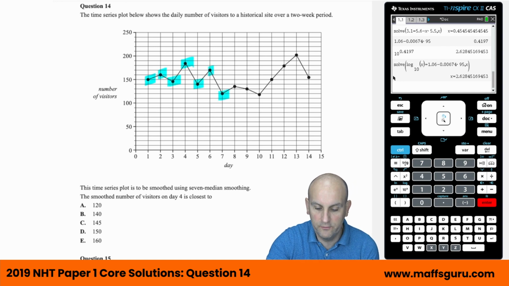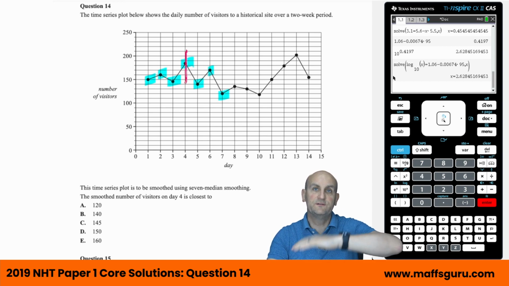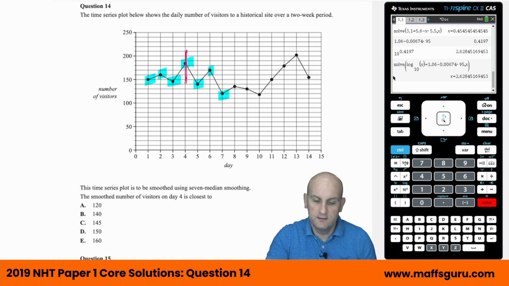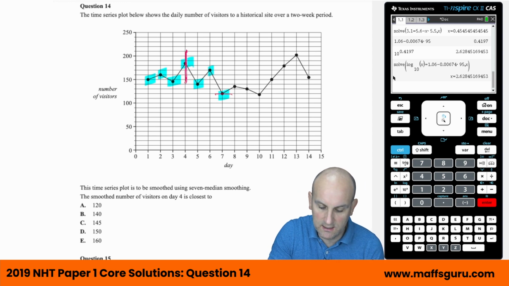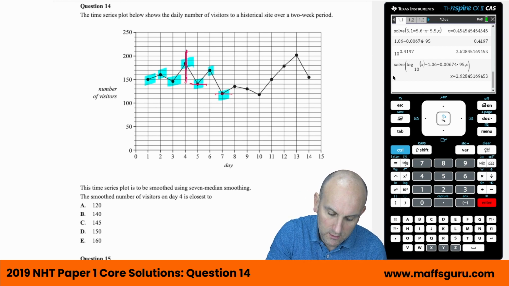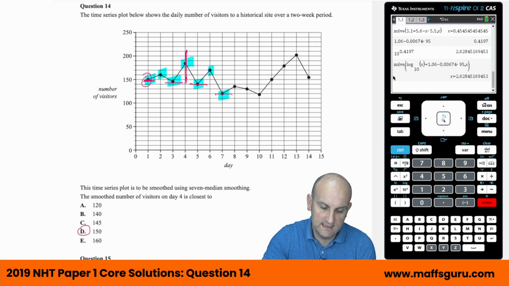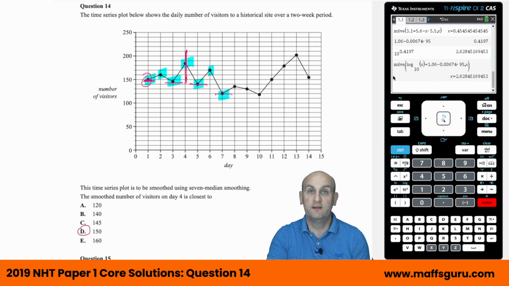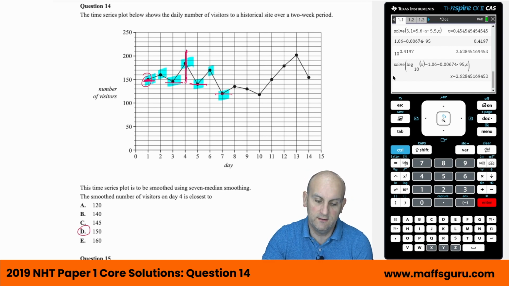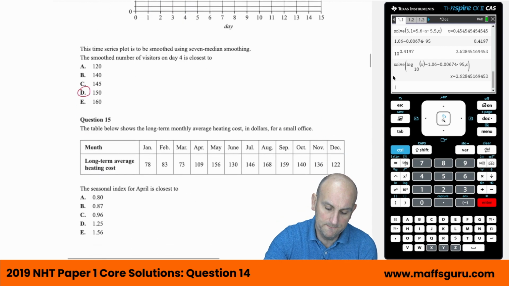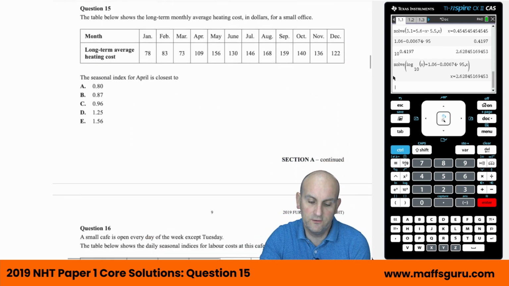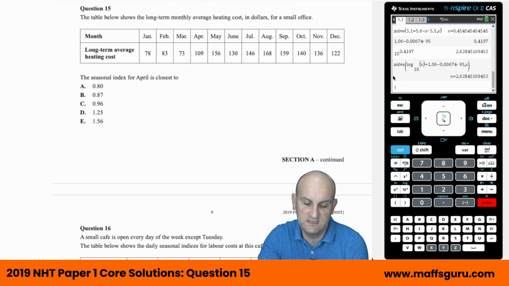Now we already know that day 4 is going to be centered here. What I now need to do is find the middle dot going vertically, all right? So this is point 1, it's the lowest, 2, 3, and it would appear that that one is my 4th one. So I would say D for question number 14 is my correct answer because it's 150, all right? So median smoothing, awesome. The table below shows the long-term monthly average heating cost in dollars for a small office.